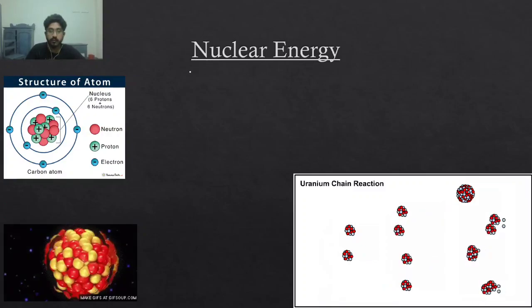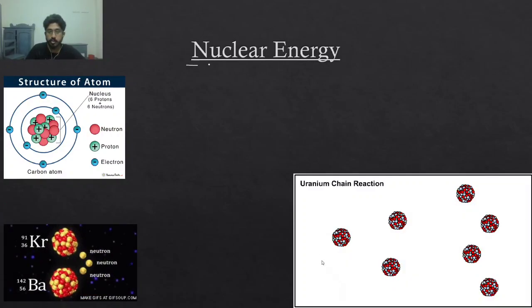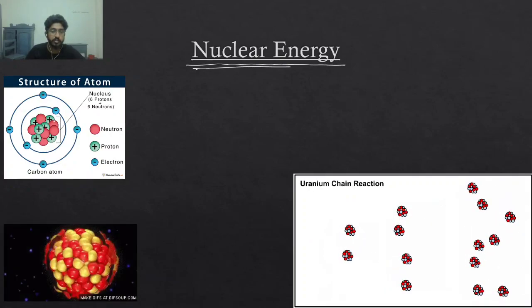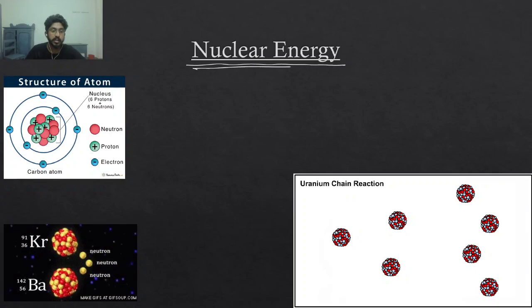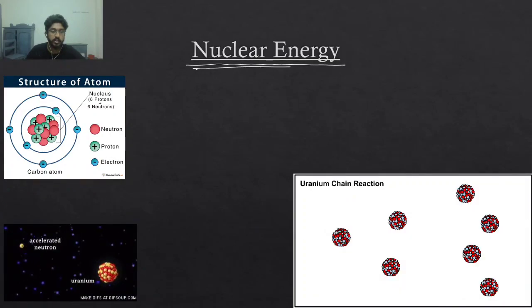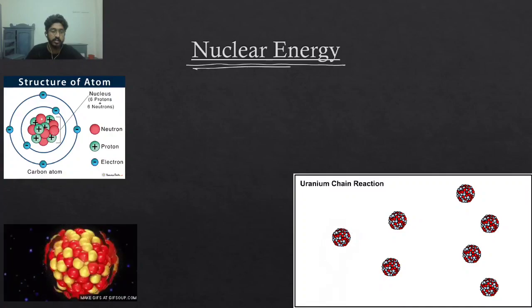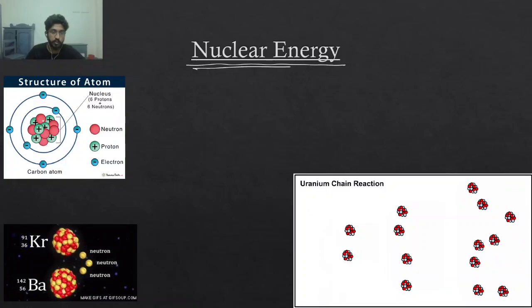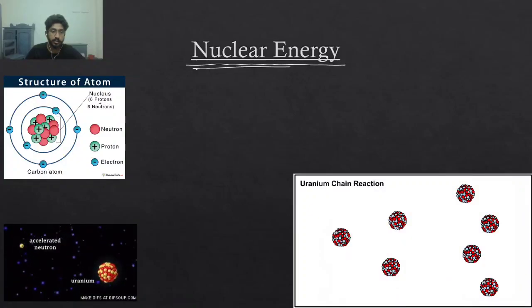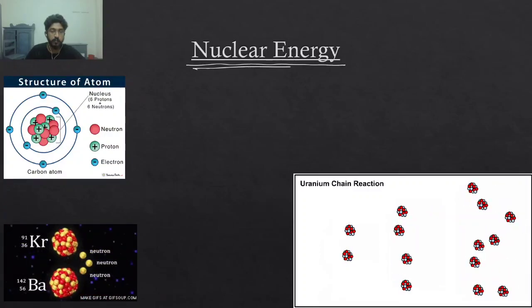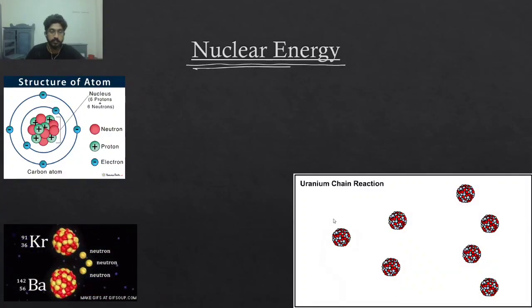Okay. At first, we'll talk about nuclear energy. Here, you can see the structure of the atom. In the center of the atom, there lies the nucleus. In the nucleus, there are positively charged protons and the neutral neutrons, and the negatively charged electrons keep revolving around them.